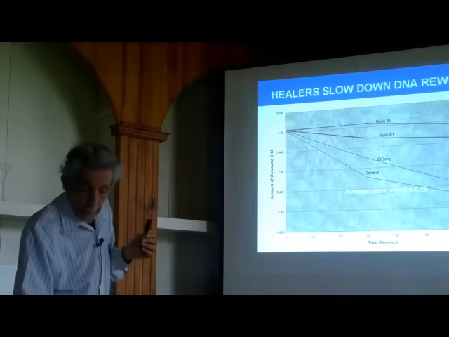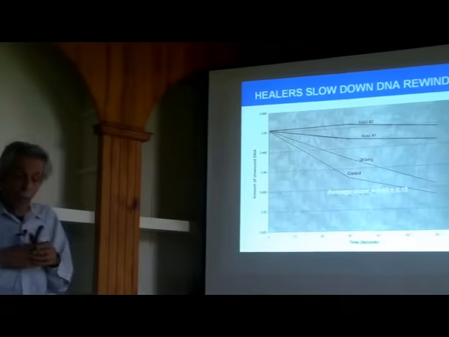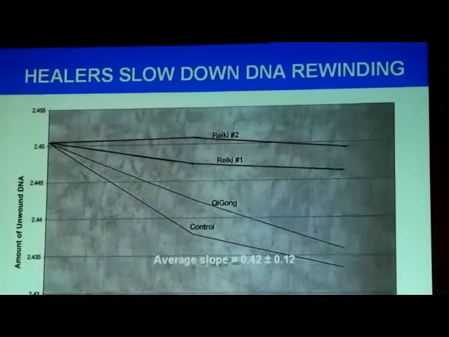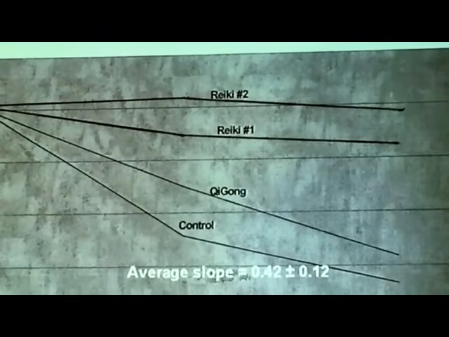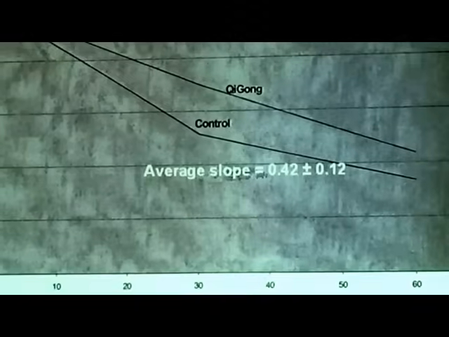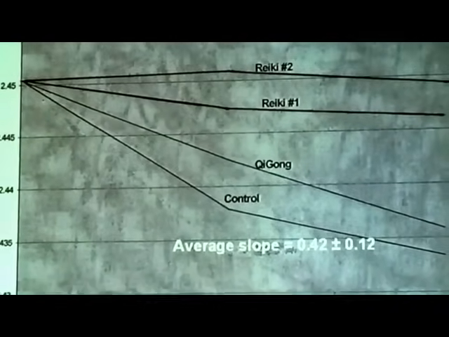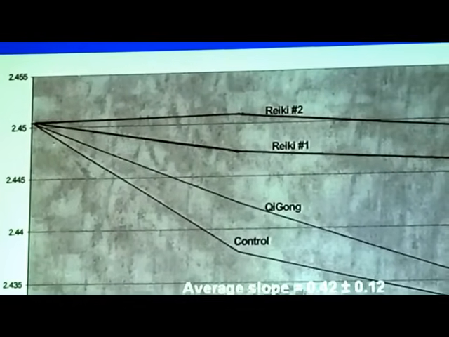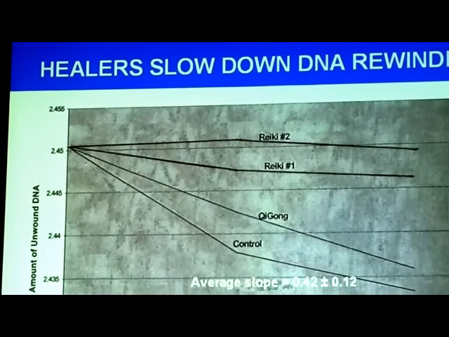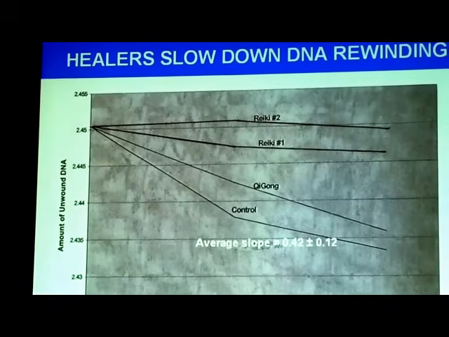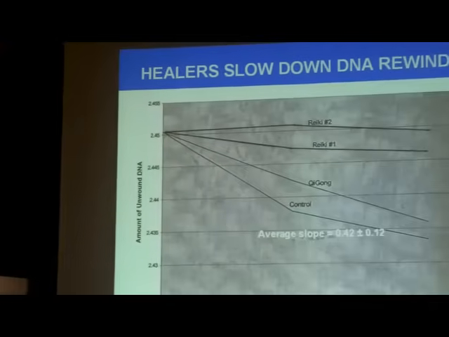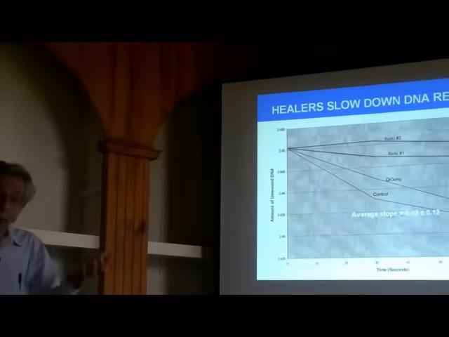So, here's the kind of results with several different kinds of healers. The control is the bottom line with an average slope of 0.42 plus or minus 0.2. There's some nice numbers for you experimentalists. Well, Reiki practitioners slow down the rewinding. When it goes that way, it's slowing down the rewinding. And they're all different, but Reiki practitioners were actually very good at this, and they slowed it down to the point where it's hardly rewinding at all.